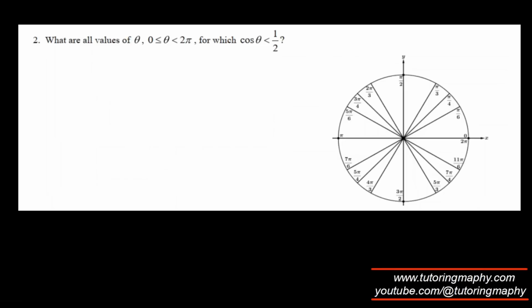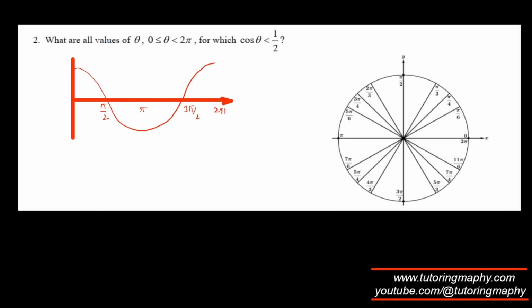Likewise, here they're asking for cos theta. We need to know the graph of cos theta. So cos theta looks something like this. This is pi over 2, this is pi, this is 3 pi over 2, and this is 2 pi. The maximum value is 1, minimum value is -1. Okay. Where is 1 over 2, guys? 1 over 2 is obviously somewhere over here.